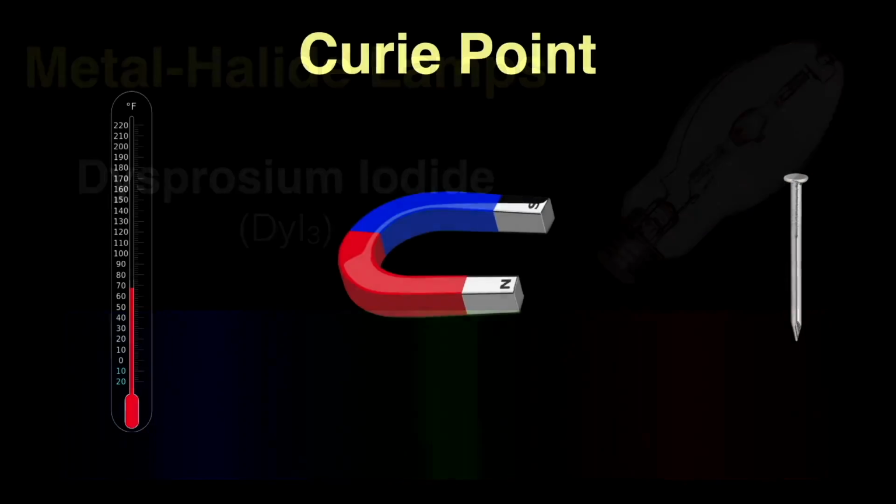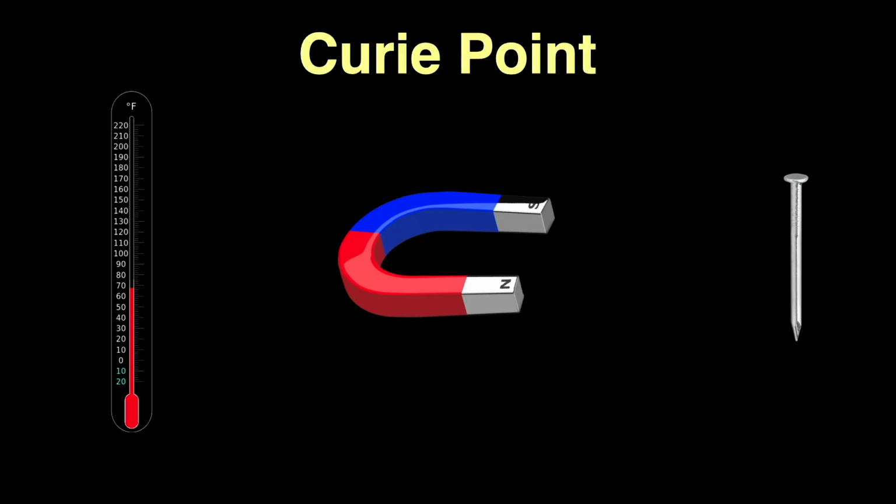Before we get to the second application, I want to talk about something called the Curie point. If an object is attracted to a magnet, like this nail, and you heat that object up, it will eventually reach a temperature where its molecules will be moving so chaotically that they will no longer be able to maintain alignment with the local magnetic field. This destroys the object's ability to be magnetized and attracted to a magnet.